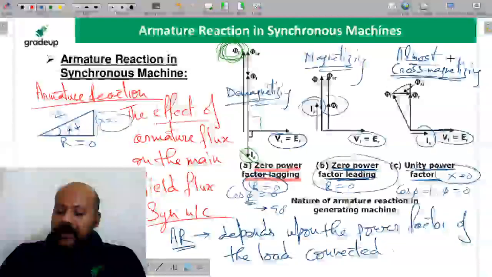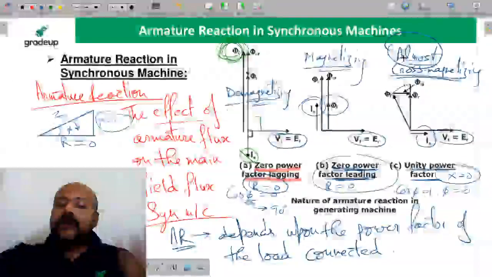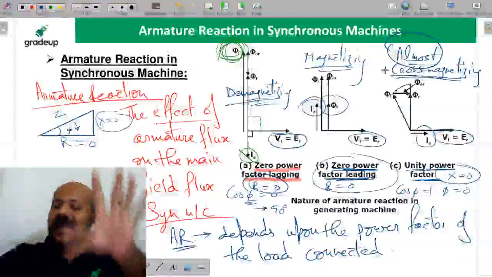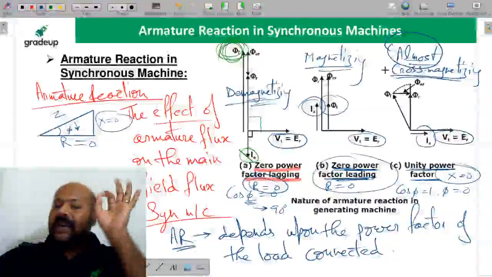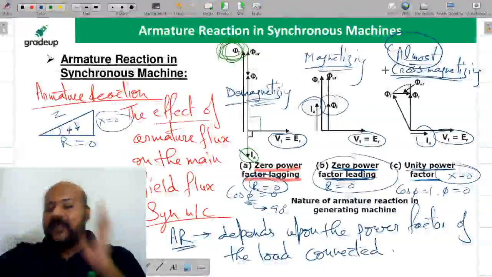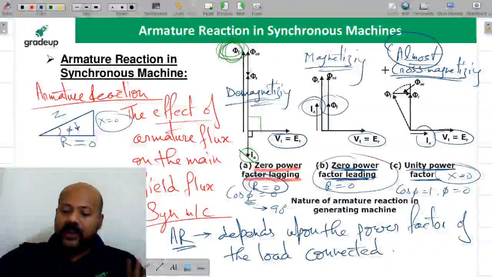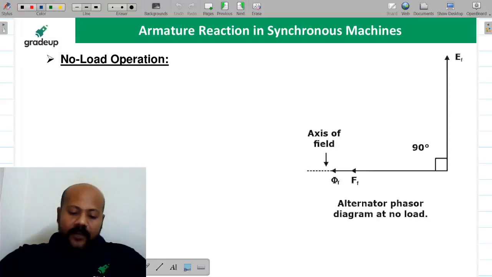Now, why I am writing this as almost cross magnetizing, not exactly 100% cross magnetizing, that reason I will tell you later. You keep it for the future. I will answer that question later. Now you please focus and try to listen to me. And if you understood this point, you tell me yes or no in the comment section so that we can proceed. Is it clear to all of you?